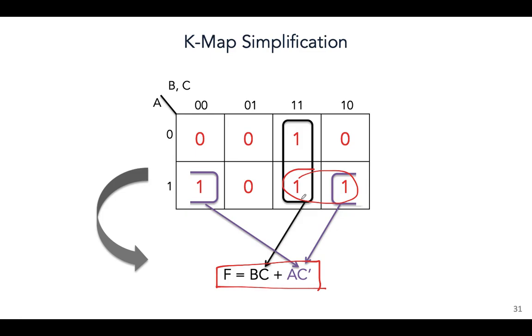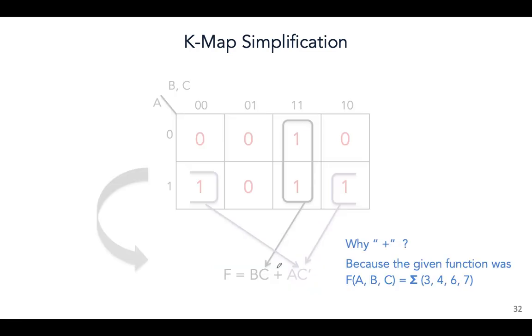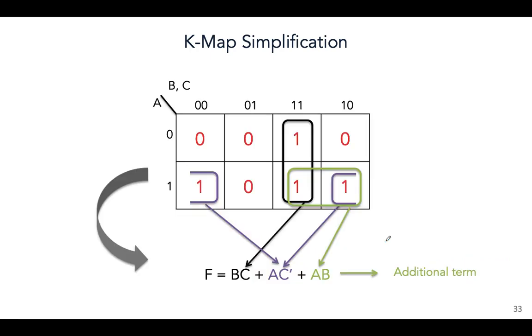All right. Now, what's important to understand at this point is this plus sign. Why have we used a plus sign? Why are we using plus? That is because the given function was written in terms of min terms. There was a summation sign, which is why our expression here has plus. Again, the significance of the summation sign and plus will become simpler as we proceed. And this is what I was talking about earlier.